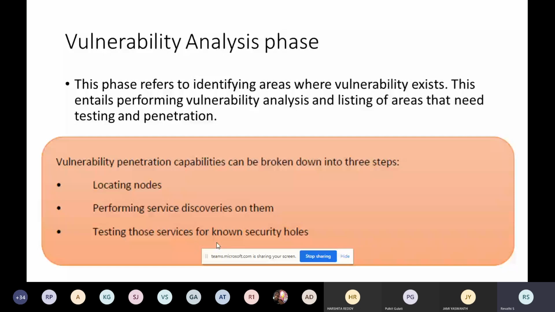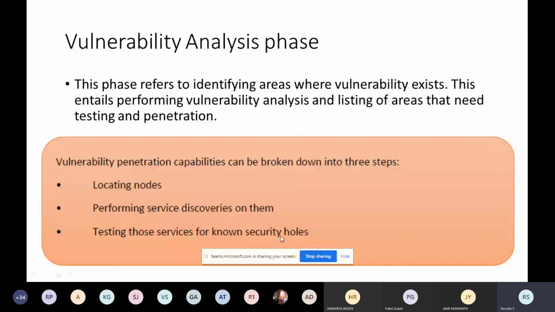Once we find open ports, we try to interact through that particular port. Port number 21 is FTP, port number 80 is HTTP. So we try to interact through that port, and we are able to discover and perform an attack on the victim system. That is testing those services for known security holes, whether it is open, and if it is open, whether it is allowing access or not, all these things.